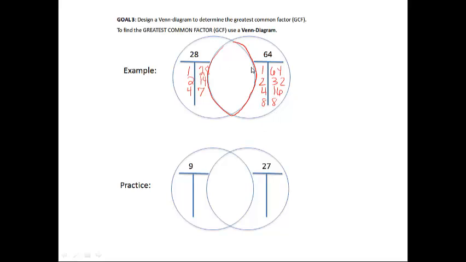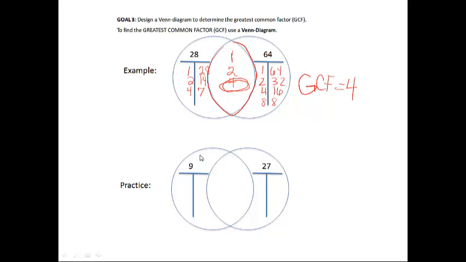Okay, so let's look. They have a 1 in common. Let's list it right here. They have a 2 in common. List in the middle. 4. Whoop, they both have 4s. They've got a lot in common. Let's jump right here. 7. They do not have a 7 over here. A 14. No 14 in this list. A 28. No 28 in this list. So you can clearly see that the biggest one is 4. So your GCF between 64 and 28 is 4.